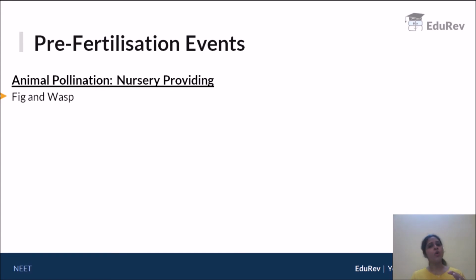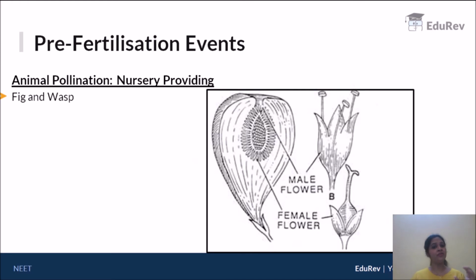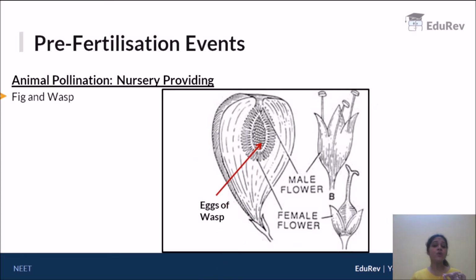Now, let's look at the figure of what a fig flower looks like. The fig flower has a hypanthodium type of inflorescence. So this is the inflorescence. You'll find the male flowers on top and the female flowers below. When the wasp enters through that hole on top, it goes down and lays its eggs very close to a female flower.